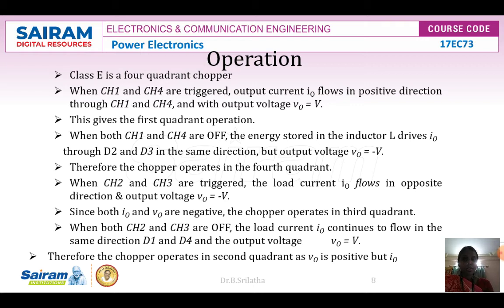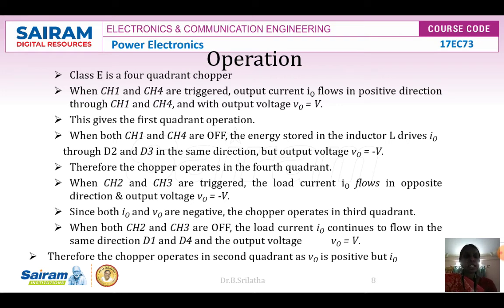Next case, the fourth case: both the choppers CH2 and CH3 are off, but the diodes are on. The remaining diodes D1 and D4 are conducting. Because of that, the output voltage is V0. So it operates like a second quadrant chopper.